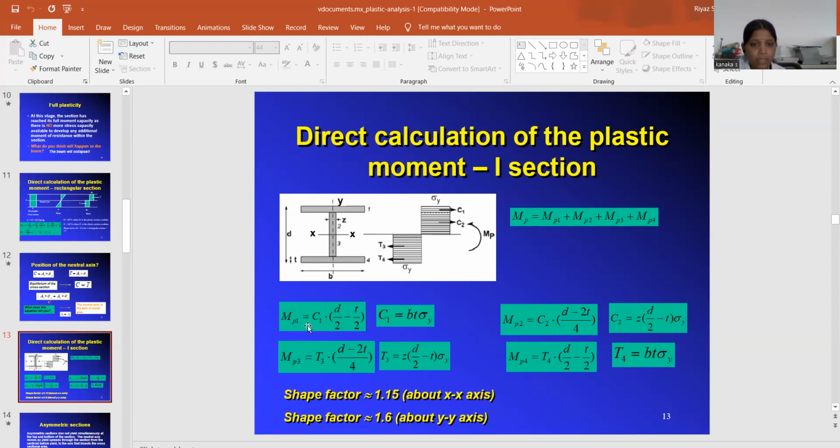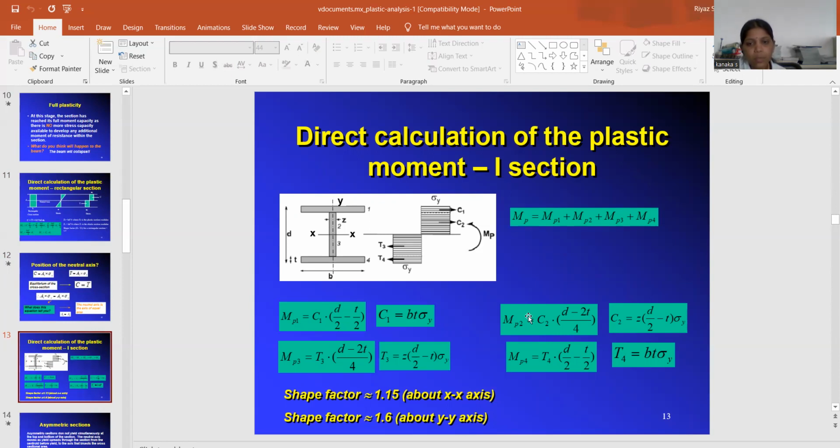So MP1 equals C1 into (T by 2 minus T by 2). C1 equals BT into sigma y. So MP equals MP1 plus MP2 plus MP3 plus MP4. So this is the fully plastic moment. MP1 equals C1 into (T by 2 minus T by 2), where C1 equals BT into sigma y.